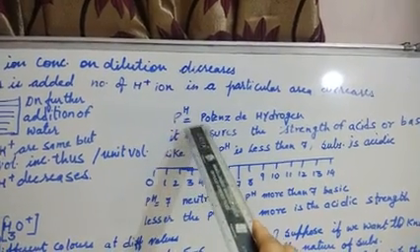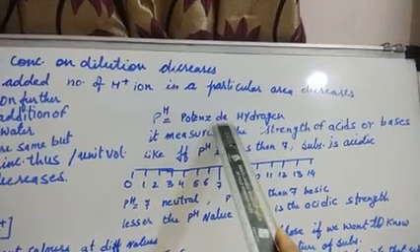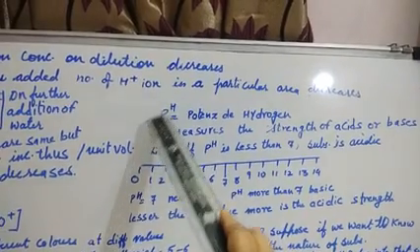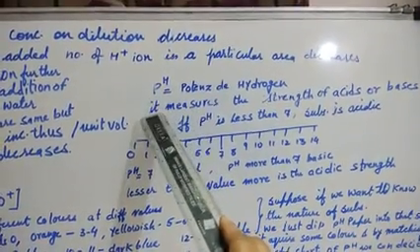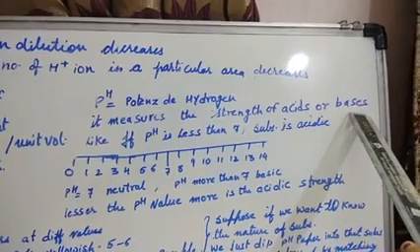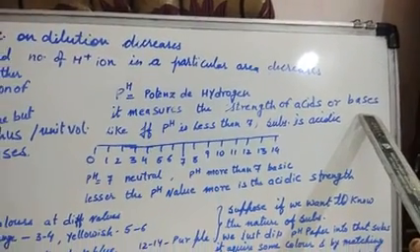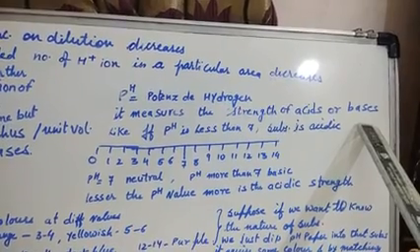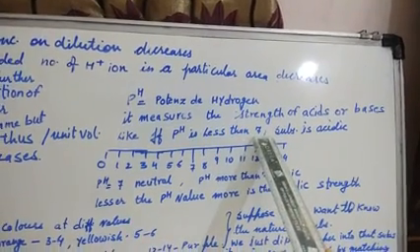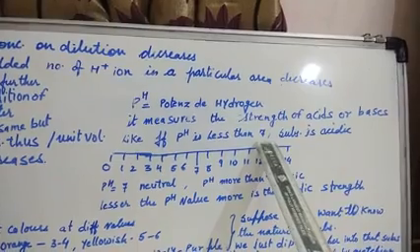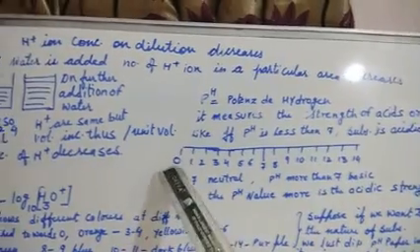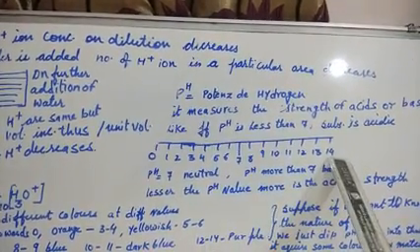Now pH, what is that actually? It is potens hydrogenii, meaning, students, power of hydrogen. Power of hydrogen, it measures the strength of acids or bases. How strong the acid is. Yesterday I told you that Sorensen was the scientist who gave a scale called the pH scale, which starts from 0 and extends up to 14.